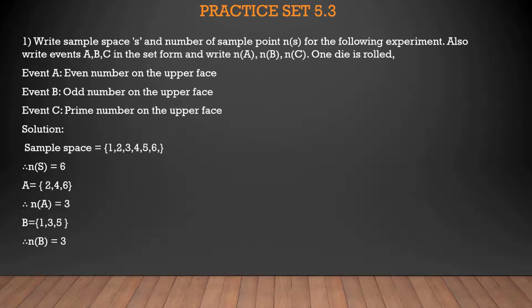Event C: a prime number should be on the upper face. Out of the sample points from the sample space, the prime numbers are C = {2, 3, 5}. So total sample points in event C is 3. So we have n(C) = 3.